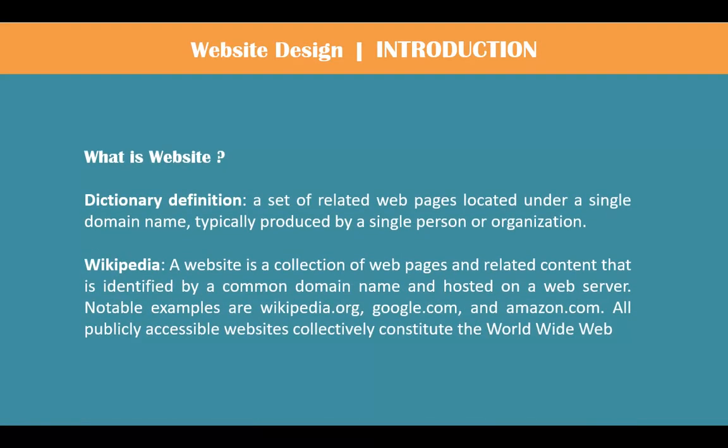A website, according to the dictionary definition, is a set of related web pages located under a single domain name, typically produced by an individual or a group of people. While Wikipedia defined a website as a collection of related web pages and related content that is identified by a common domain name, which is hosted on a server. Examples of websites are Wikipedia, Google, and Amazon.